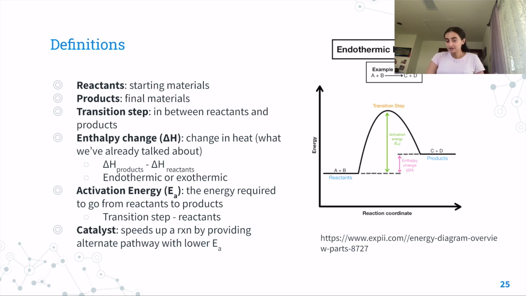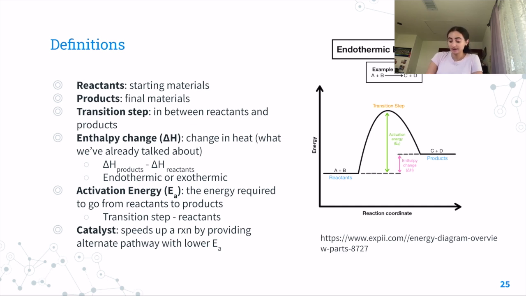And then finally, it's not shown on this graph, but you can also have catalyzed reactions. And a catalyst is something you put into a reaction that speeds up the reaction. And it does this by providing an alternate pathway that has a lower activation energy. So you'll still have the same reactants and products, and those will still be at the same energies, but your activation energy will be lower. It's a smaller hump. So those are the main definitions.